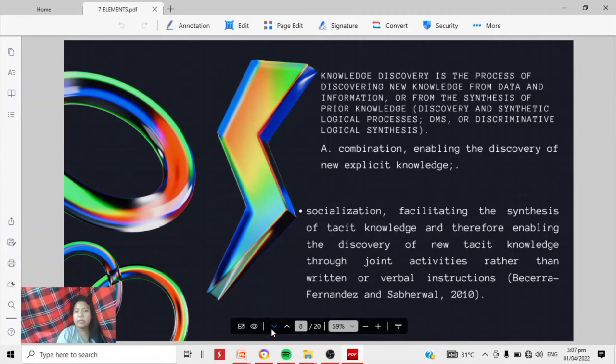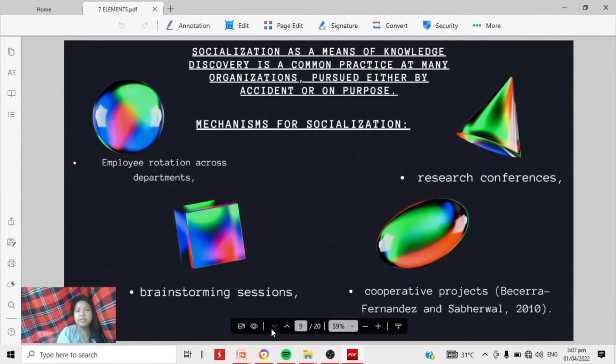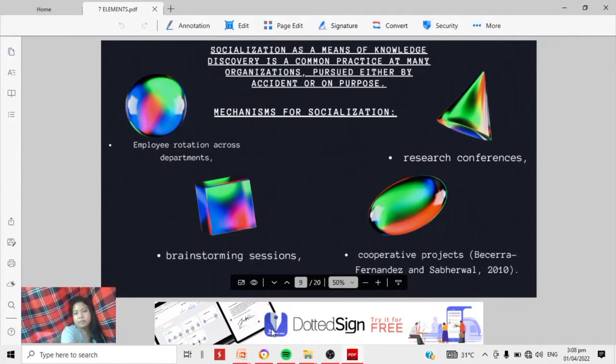Socialization facilitates the synthesis of tacit knowledge and therefore enables discovery of new tacit knowledge through joint activities rather than written or verbal instructions. According to Bezerra, Fernandez, and Saberwal in 2010, socialization as a means of knowledge discovery is a common practice of any organization, pursued either by accident or on purpose.